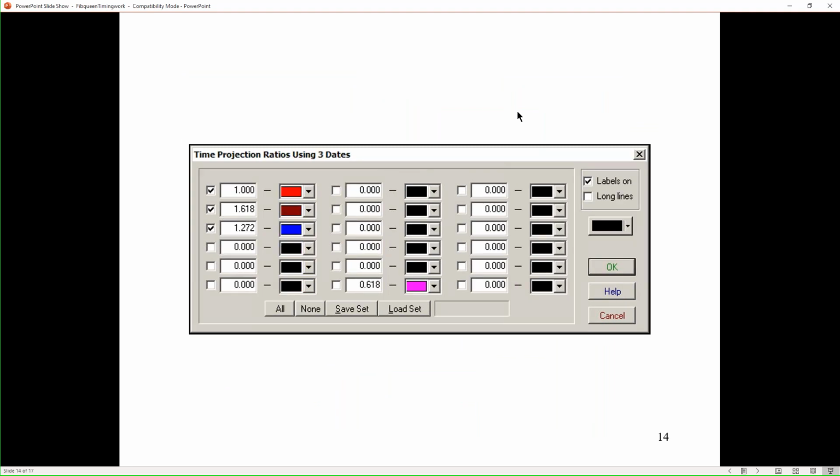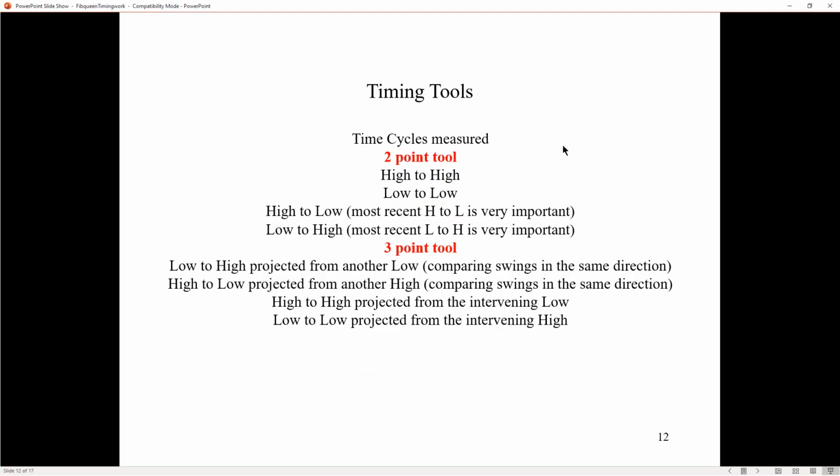Okay, let's go back to, I think I just skipped one here. As far as the timing tools, I use Dynamic Trader software by my mentor, Robert Miner, but you can also run this in Thinkorswim. Thinkorswim has the tools where you can measure timing cycles with a two-pointed tool.